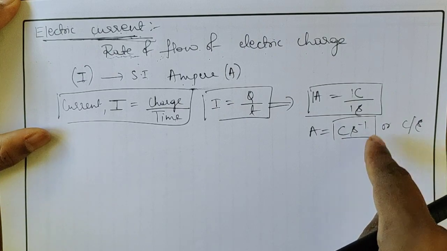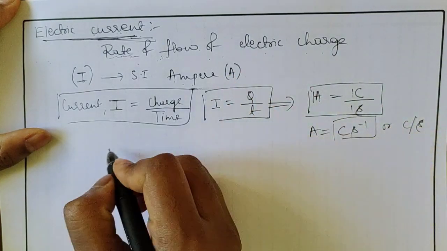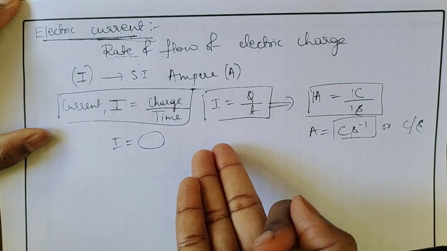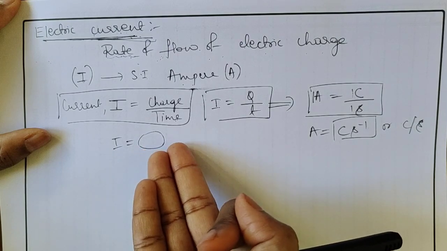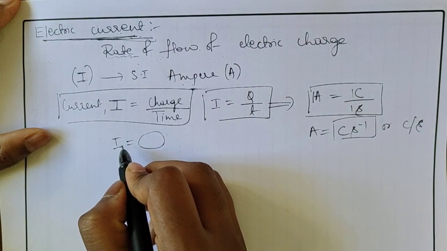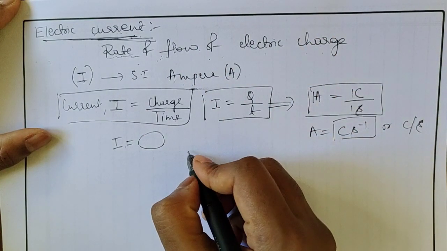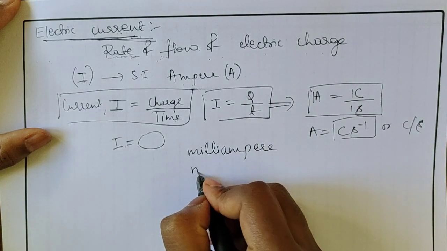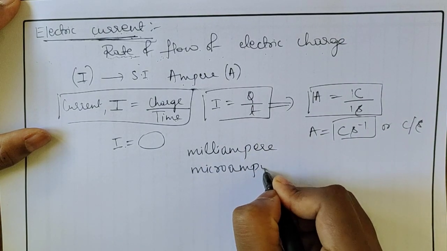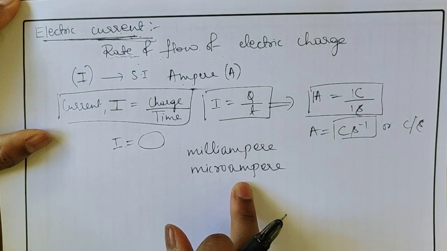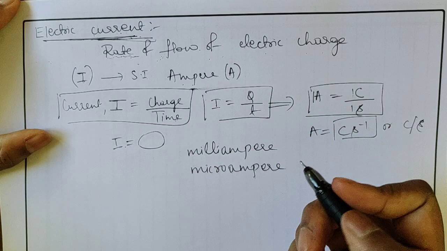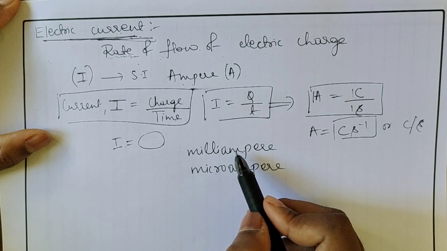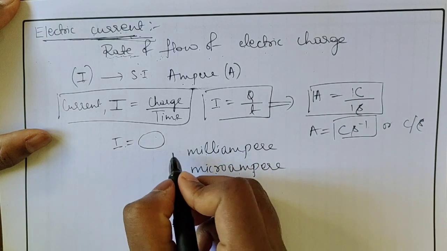Now the next thing: how will we get current? We'll get one number, no? I have 5 ampere, I have 10 ampere, that's it. So in an electric circuit, we need to define it with some number. Here, current will be expressed in another 2 forms called milliampere and microampere. So this is very important, you need to remember. Now current can be expressed in 2 different forms when we are taking numerical values, that is milliampere and microampere.